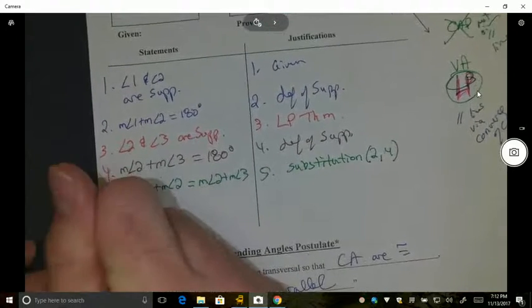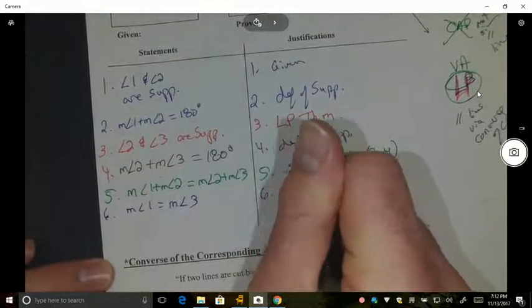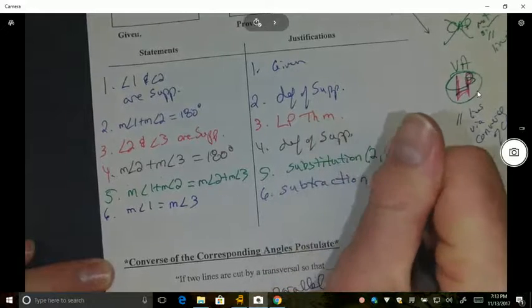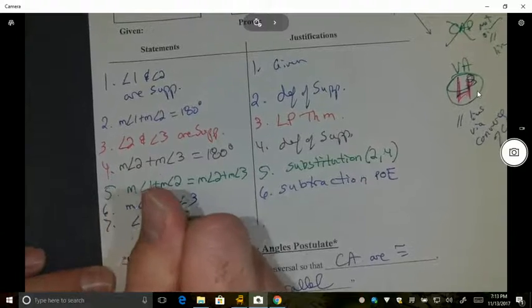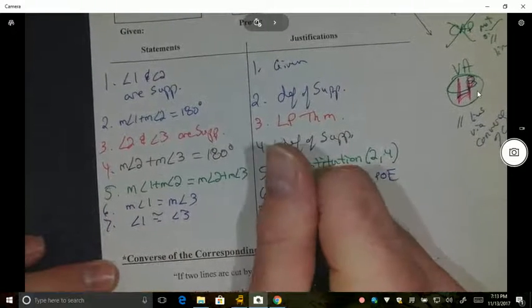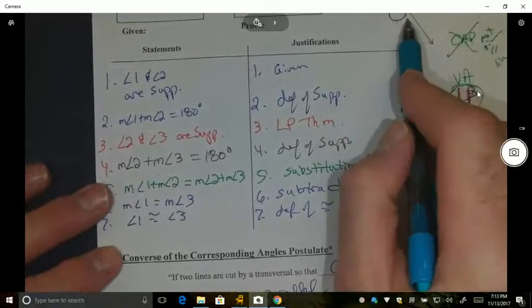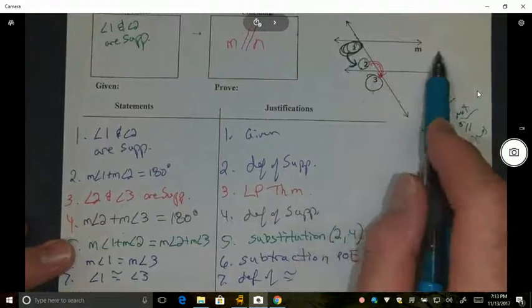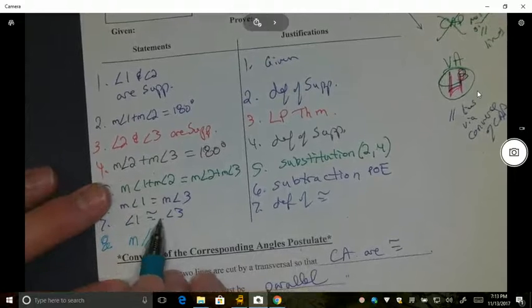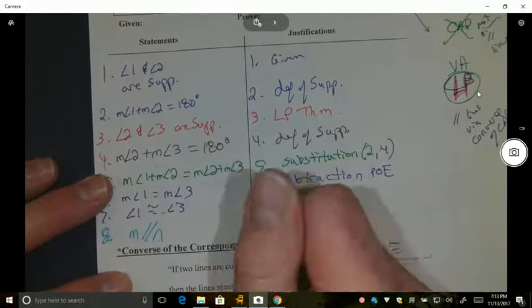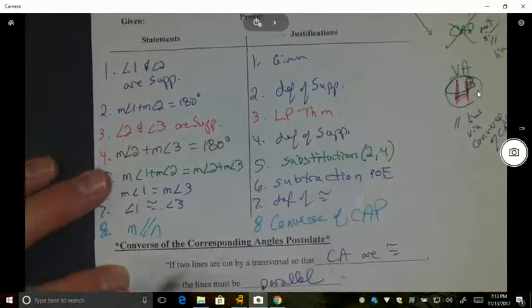If you subtract angle 2 from both sides, then you get the measure of angle 1 equal to the measure of angle 3 using the subtraction property of equality. Because they're equal in measure, angle 1 is congruent to angle 3 using the definition of congruence. And since angle 1 and 3 are congruent and they are corresponding angles, that will force the lines to be parallel. So we can say M is parallel to N because the corresponding angles were congruent. So our reason is the converse of the corresponding angles postulate.